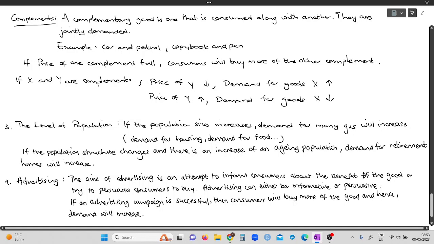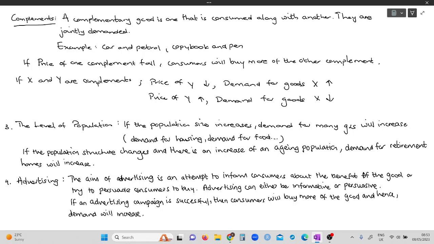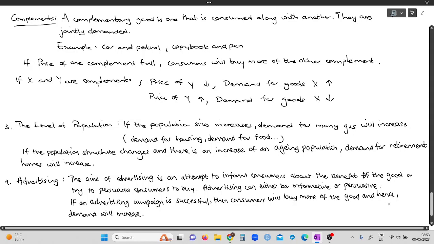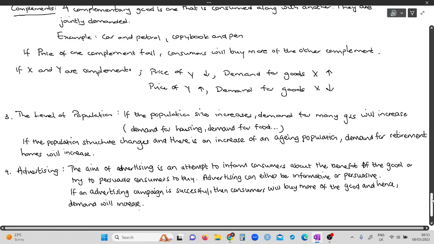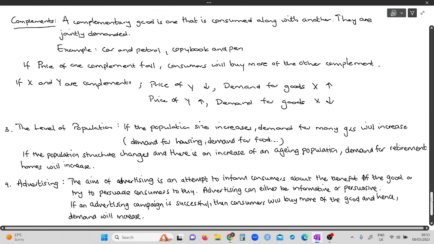Next factors influencing demand, we can say climate. So we have different factors influencing demand. We have taste and preferences, fashion. So this is quite logical. It will depend on question.